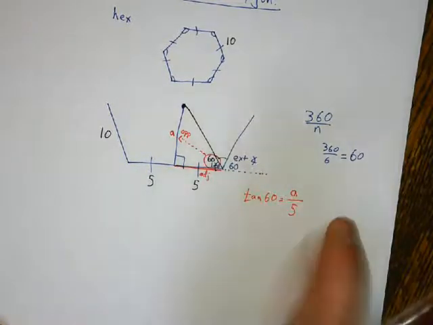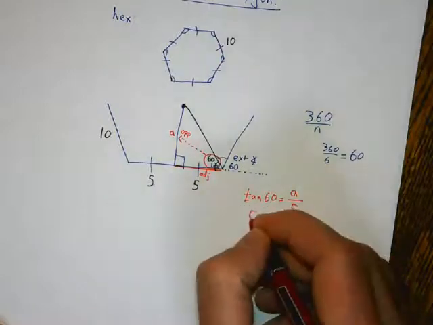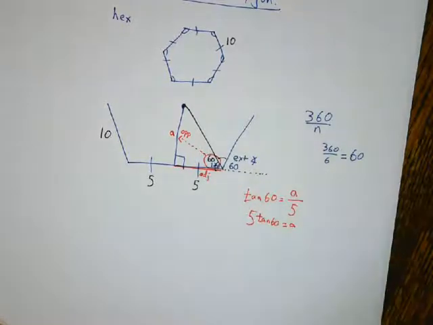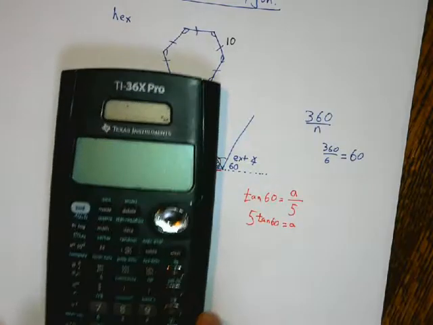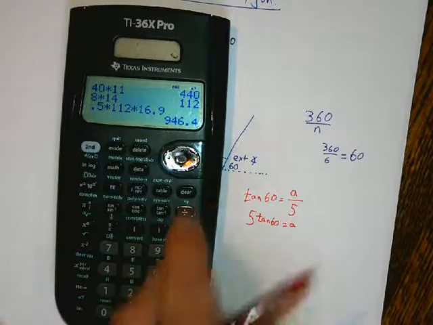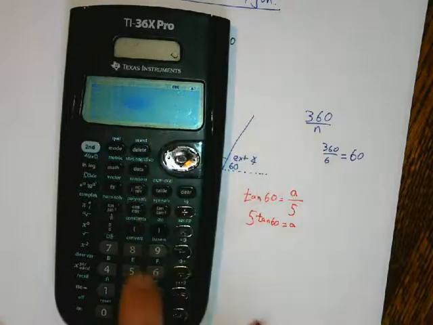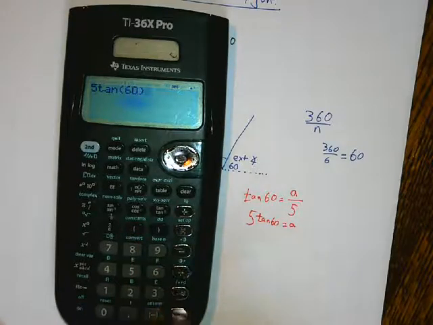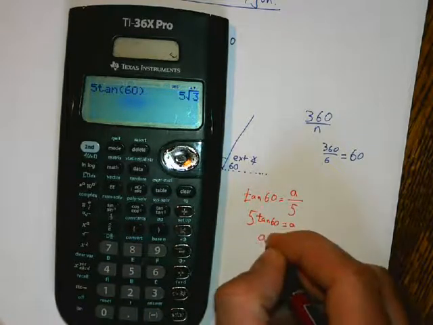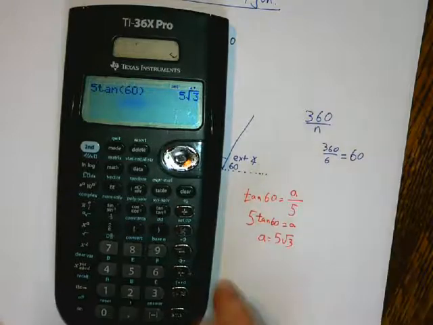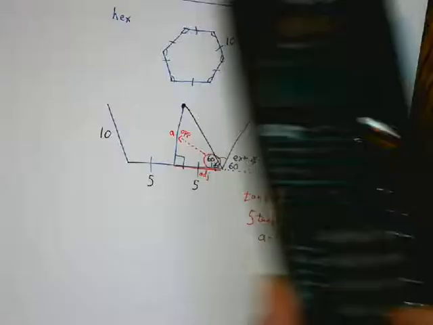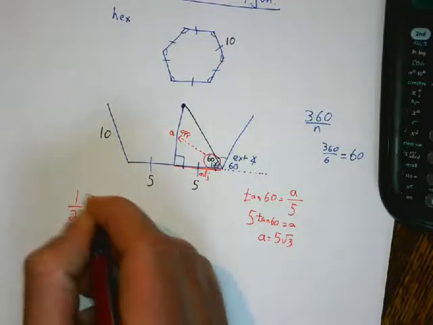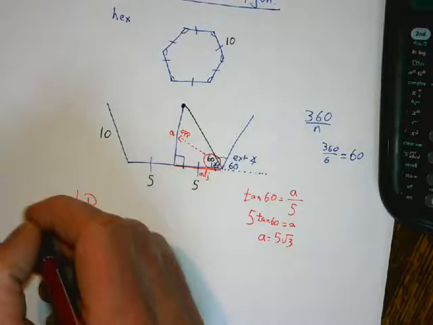Now that means we just have to multiply up by 5, tangent of 60, to figure out what our apothem is. Take out our calculator again. Make sure we're in degree mode. We are. So we have 5 tangent 60, and I get my apothem at 5 root 3. So that's how we figure out our apothem. We also know that the formula was 1/2 perimeter times apothem for the area of the regular polygon.